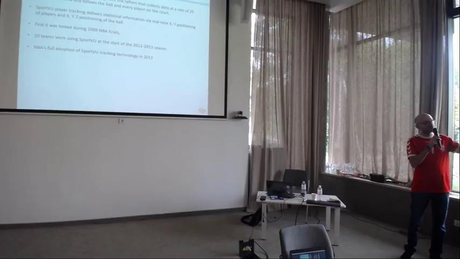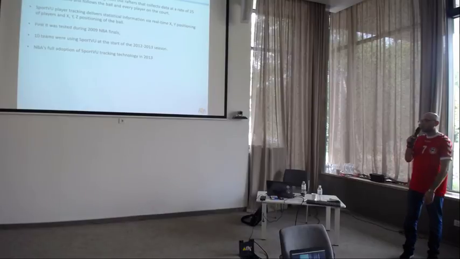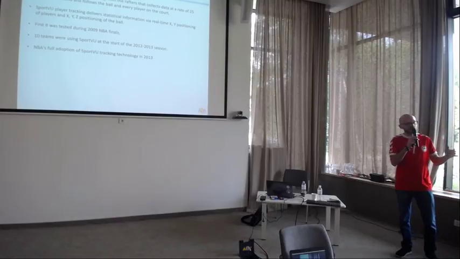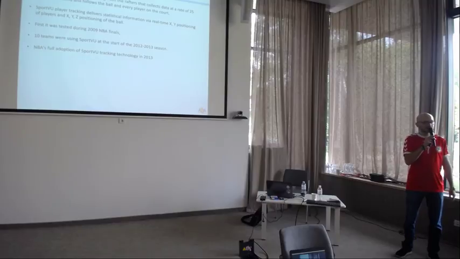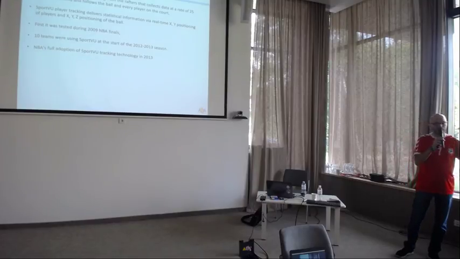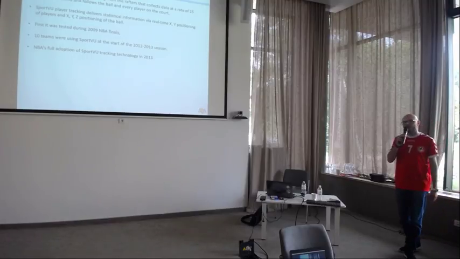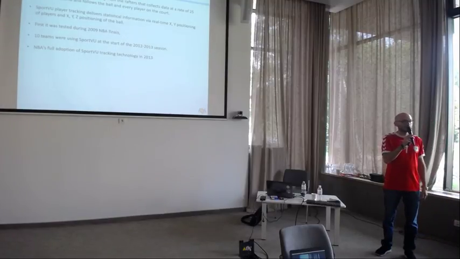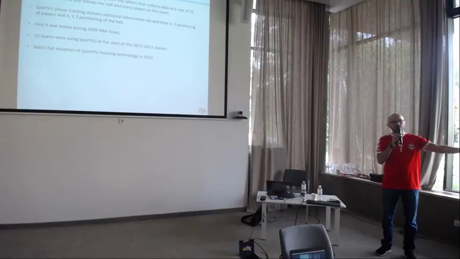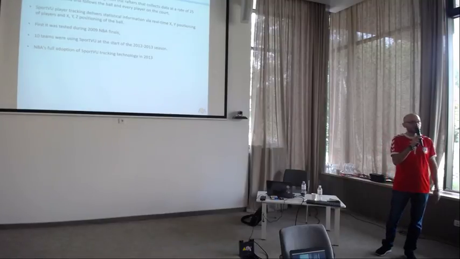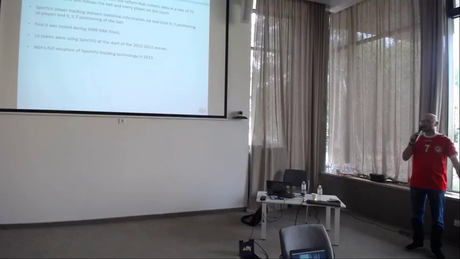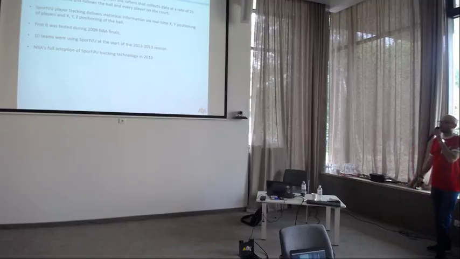SportVU are cameras that are installed on the NBA court, and they measure the XYZ coordinates of the ball, and the X and Y coordinates of each player on the court. The measurement is done 24 times per second. Then the data is given to all the NBA teams, so they can use it for analytics. Actually, the NBA is very open. The API is open. So if you are interested, you can get this data and analyze it by yourself.